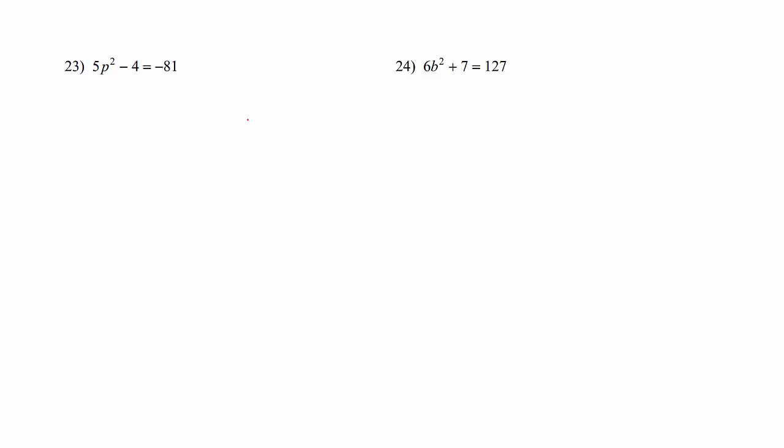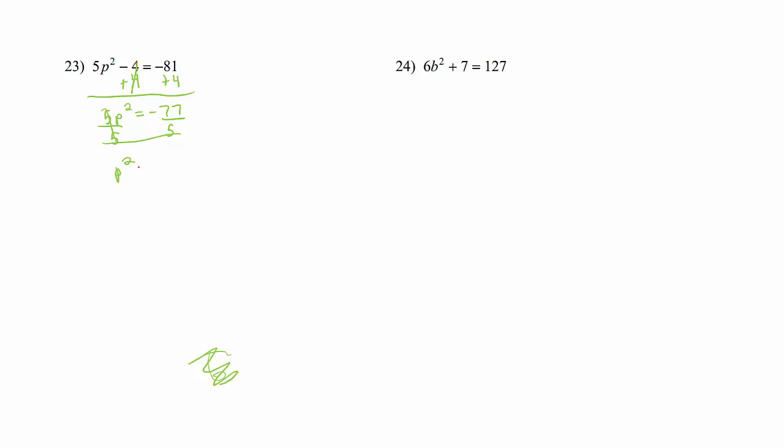This is a problem you may know the answer to just from looking at it, but when it's an equation, you should probably do some work just to make sure you're right. So we add 4 and get negative 77. We divide by 5.